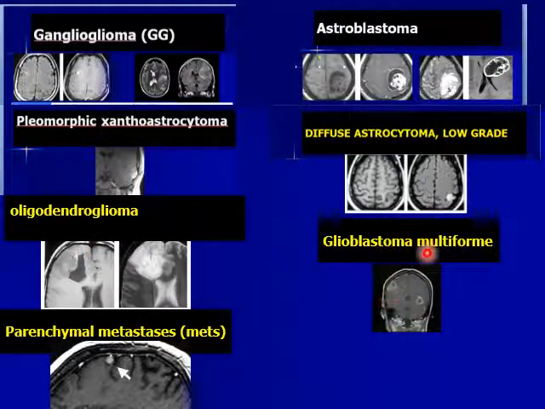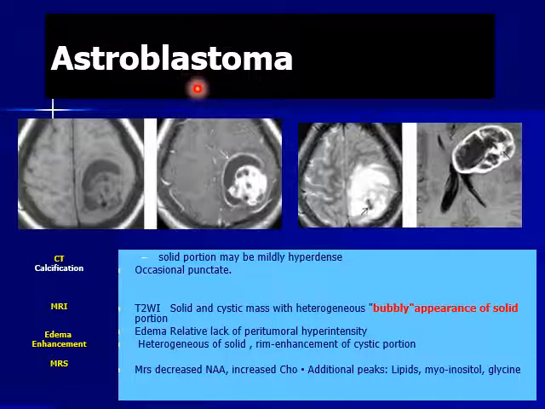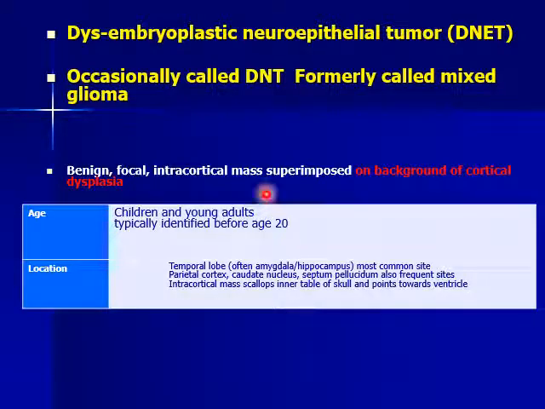glioblastoma multiforme, it can come peripheral like this. Diffuse or low-grade astrocytoma, it can be peripherally located, and astroblastoma. And of course, parenchymal metastasis can be added here, and we will discuss parenchymal metastasis in the coming few minutes. You remember astroblastoma, the very characteristic feature of it is the bubbly appearance of the solid nodule. And now we will add some of the tumors to the cortically based group.